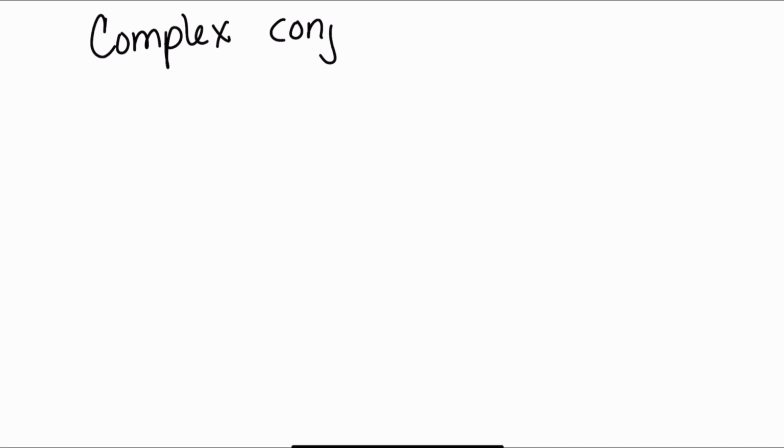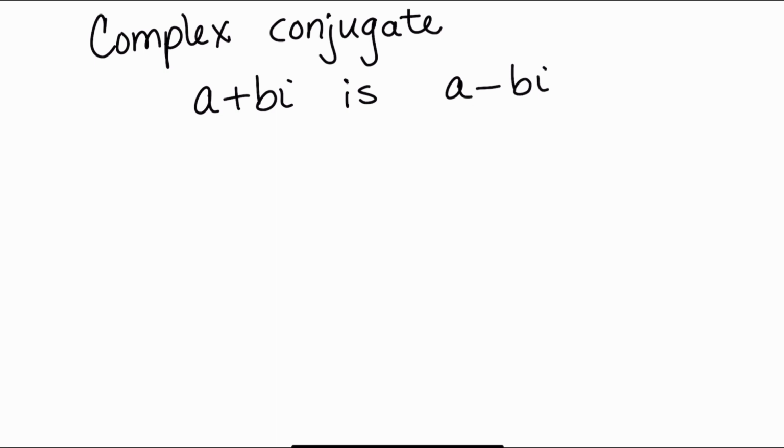Now, a complex conjugate, in order to find it, is the easiest thing ever. The complex conjugate of a plus bi is simply a minus bi. And notice that the only thing that changes is the sign that's in the middle. That's all that changes when you are finding a complex conjugate. What is the purpose of the complex conjugate?